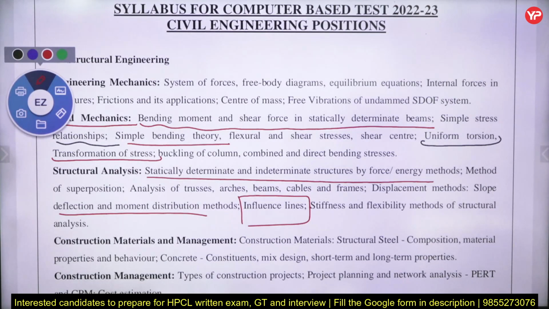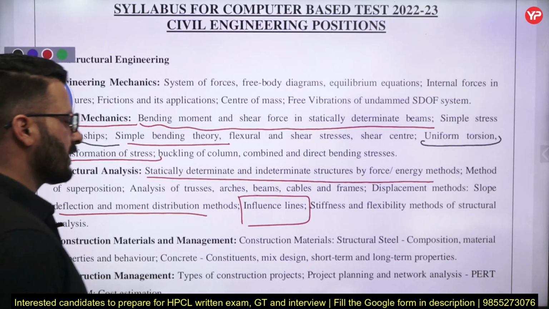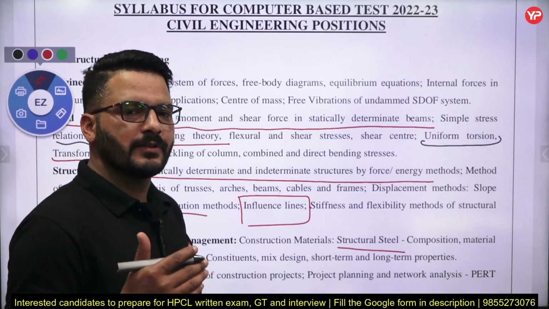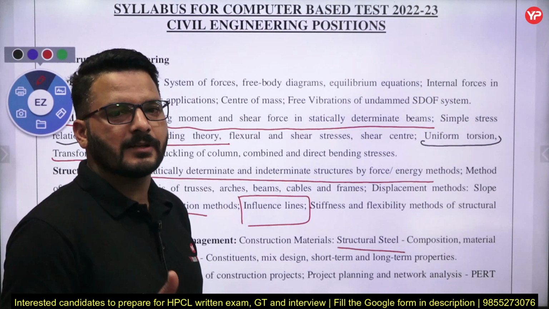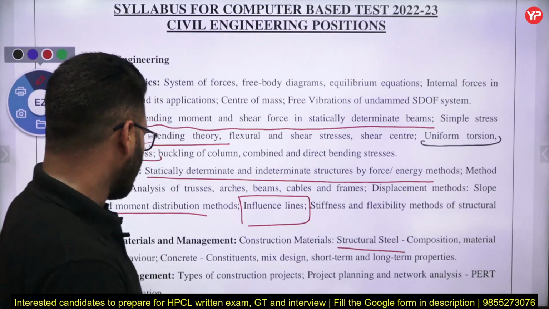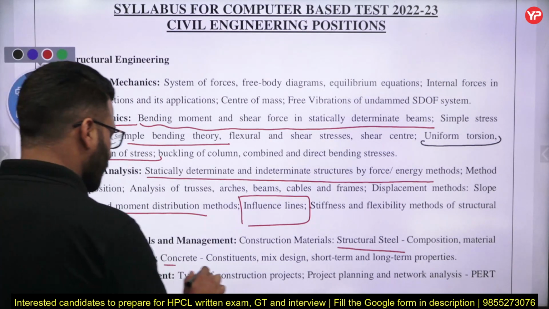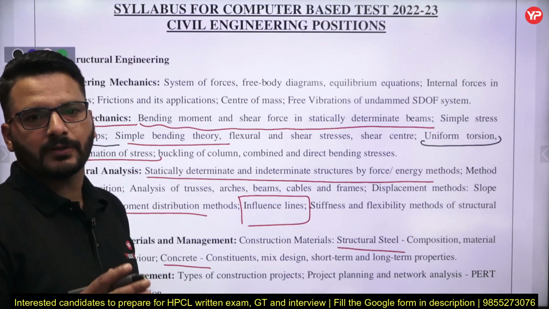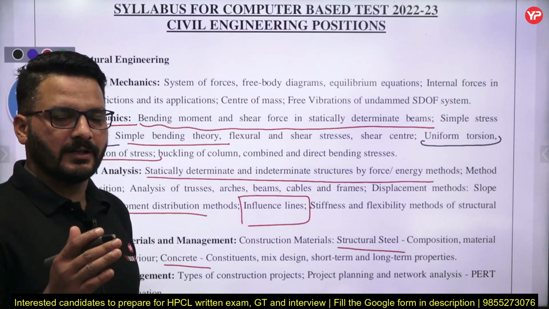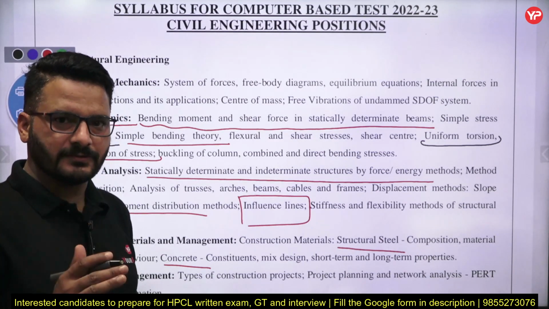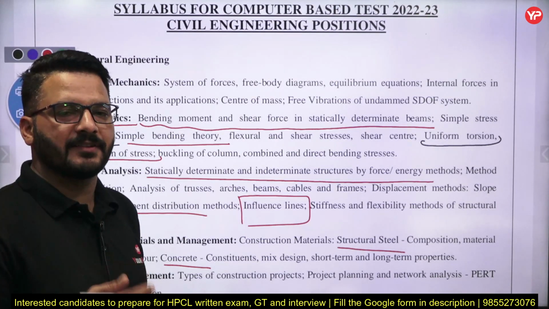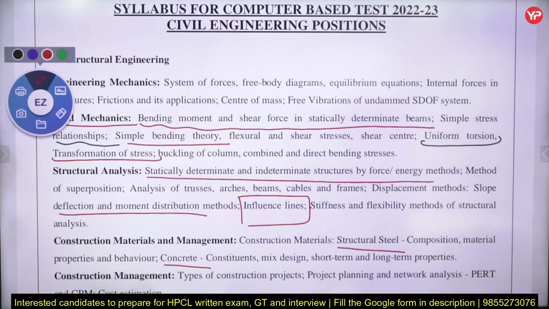After that, we have construction material and management. So construction material like structural steel, what is the meaning of structural steel, what composition it has, percentage of carbon basis, low carbon steel, medium carbon steel, high carbon steel, right? And after that, we have concrete. So what do you understand by concrete, what are the tests on concrete, and how will you calculate properties like Young's modulus, fresh property like workability, and hardened concrete property like compressive strength. So you will find tests on concrete here, right?